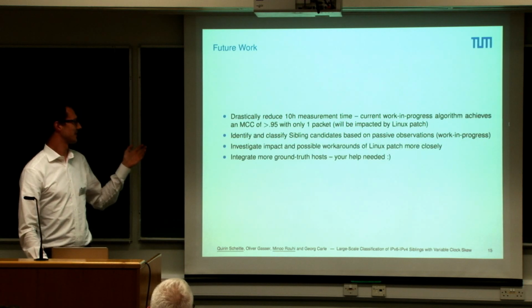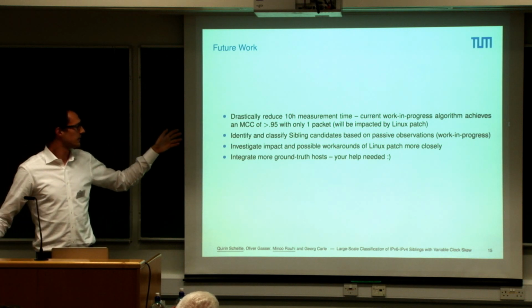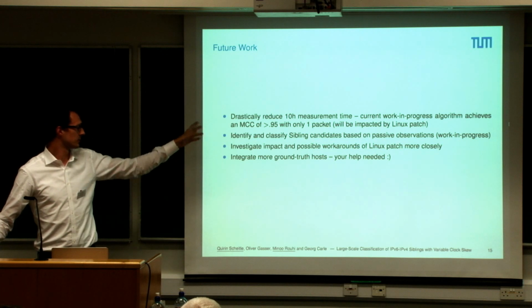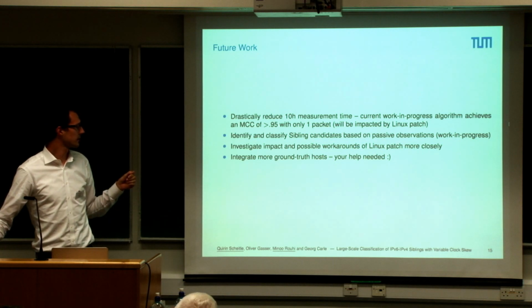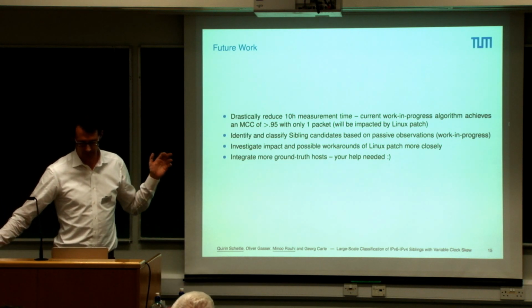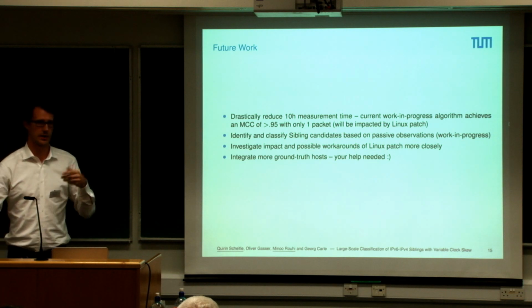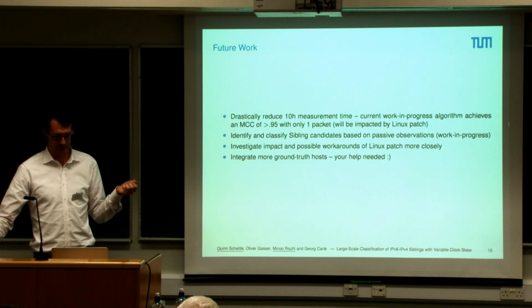Good, and that also brings us to future work, right? We wanted to reduce that measurement time, and we are very close to having an algorithm that just does it on one packet. We achieve very good performance on one packet. We can identify and classify sibling candidates based on passive observations, where we don't know anything, just see traffic passing by and then pick up likely siblings.